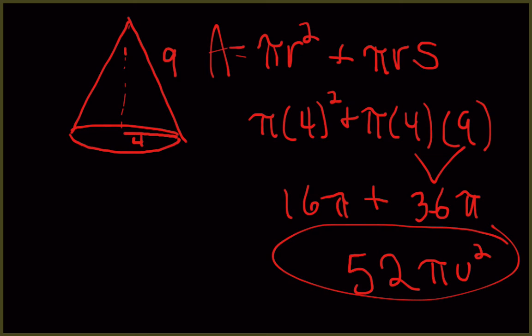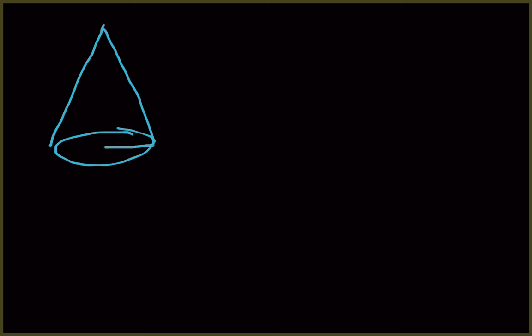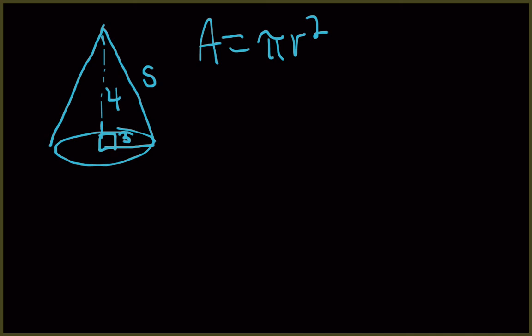Okay, so we'll try one more example. Again, start with the oval. Connect it. All right, so this time I will tell you that the radius is 3. The height is 4, but we don't actually know what S is. So again, the formula is pi r squared. Remember, this is a right triangle. That should be a hint. Plus pi rs. So go ahead and pause the video. Give it a try. If you can't figure out S, that'll be the first thing I do, and you can go from there.